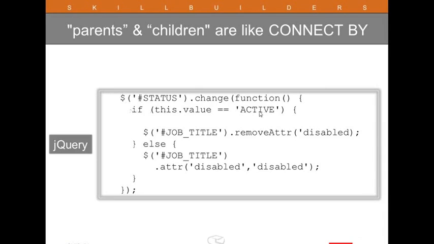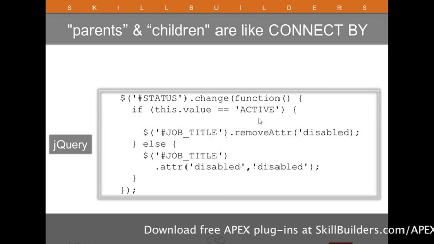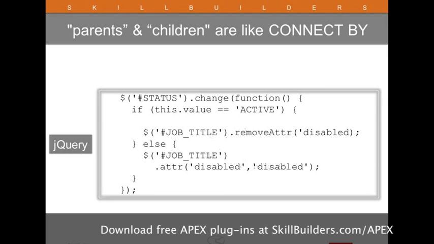If this value is active, then find the job title element and remove the attribute disabled. Else, find job title and set disabled to disabled. So if it's not active, we'll disable job title. If it's active, we'll make it available.